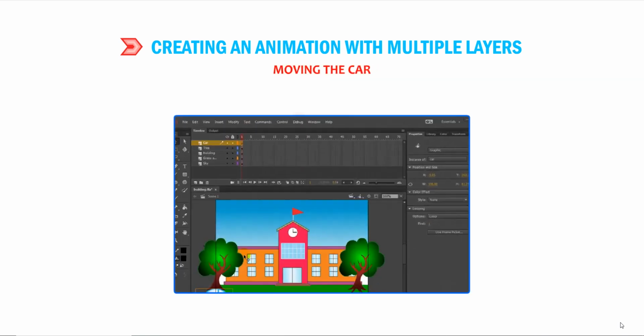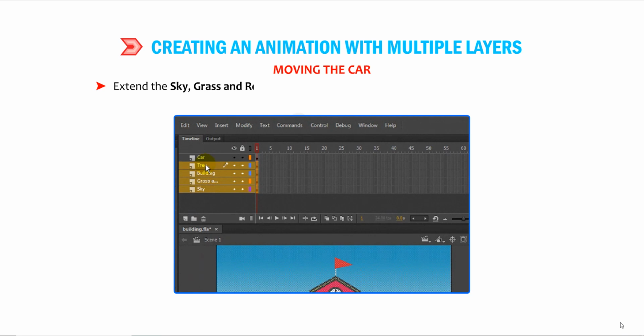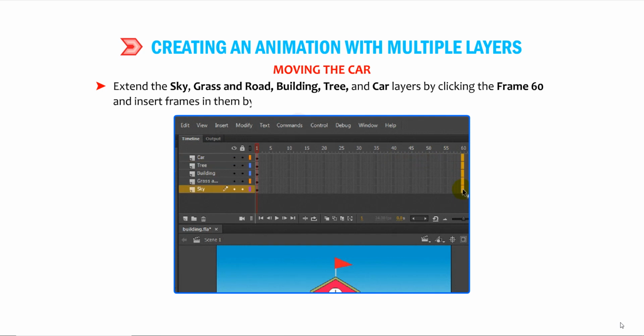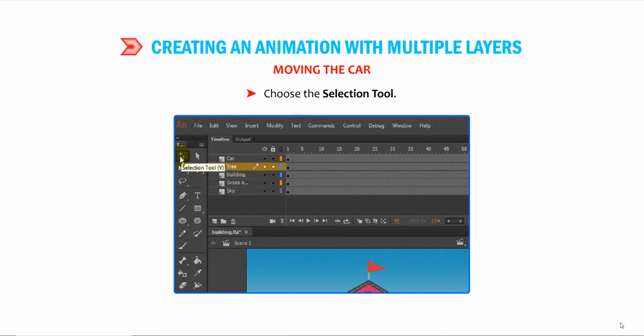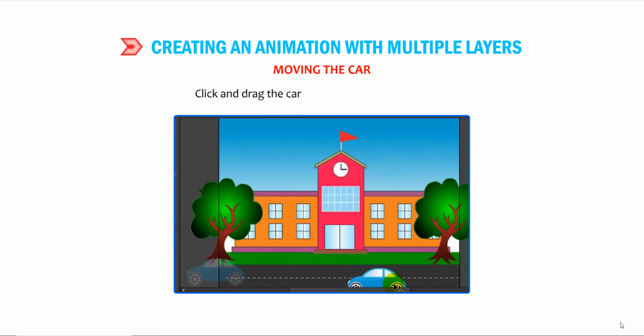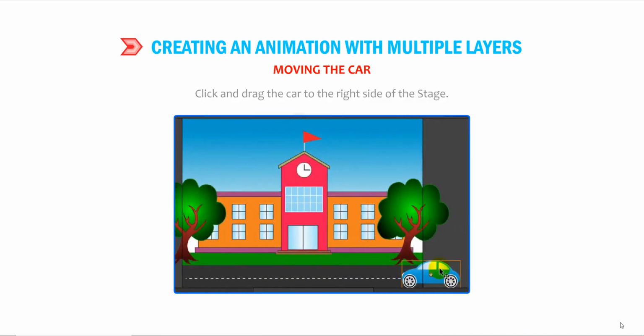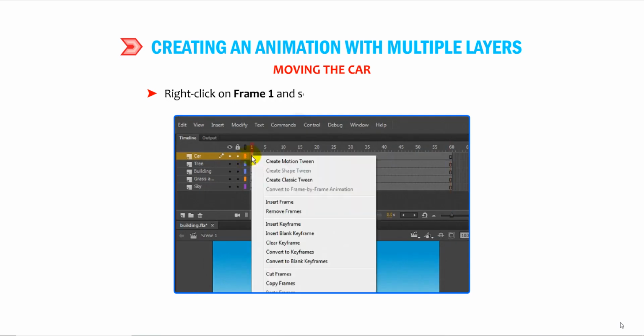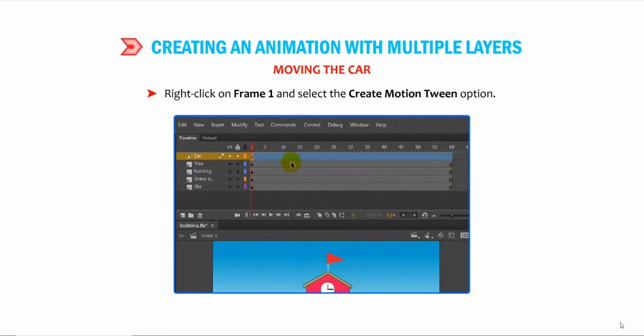Moving the car. Extend the sky, grass and road, building, tree and car layers by clicking the frame 60 and insert frames in them by pressing the F5 key. Choose the Selection tool. Click and drag the car to the right side of the stage. Right-click on frame 1 and select the Create Motion Tween option.